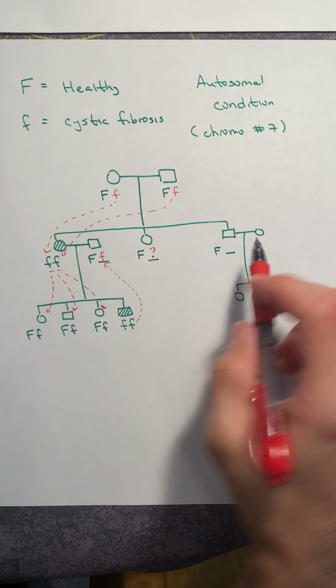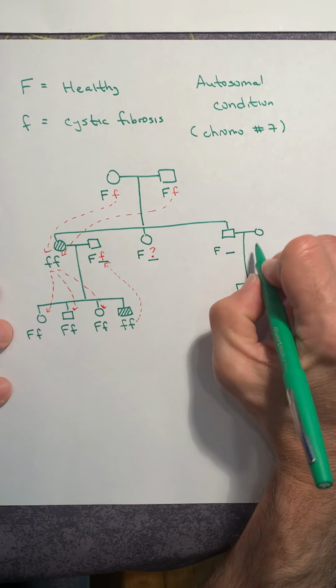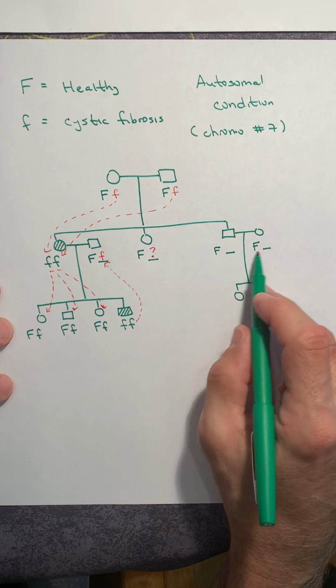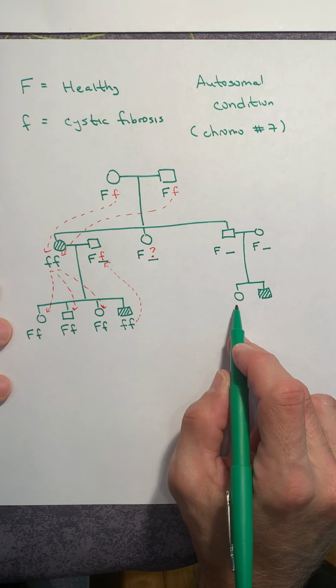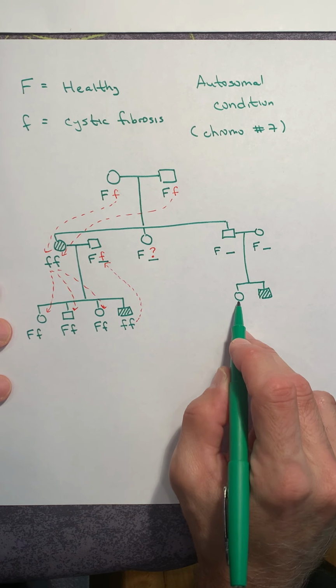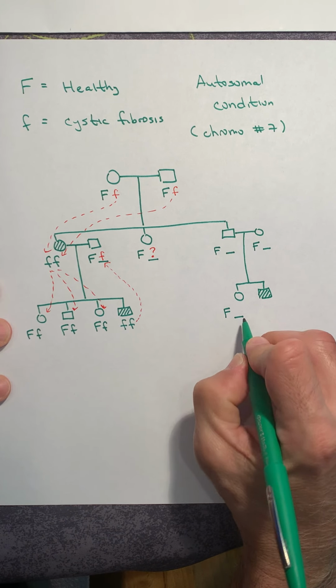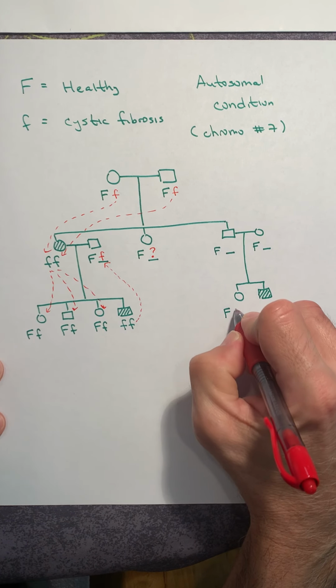Okay, so let's go over to these two. So she's healthy. Big F, we don't know her other allele. Two healthy parents have a healthy daughter. Okay, so since she is healthy, she's big F. We don't know her second allele, nor will we ever.